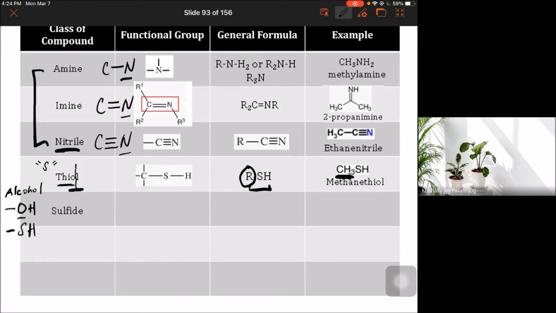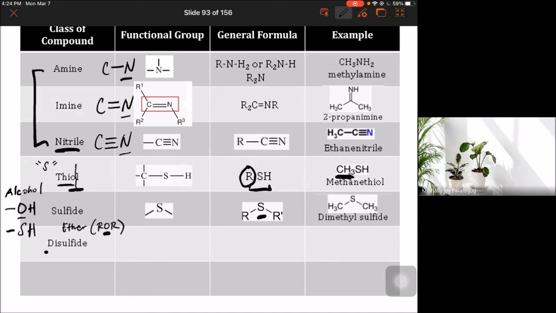Let's have sulfide. The structure of sulfide is comparable to ether. What is ether? Ether is ROR. You just replace the central oxygen in ether with sulfur, and that makes it sulfide. So when it is RSR, that is sulfide. Got it?